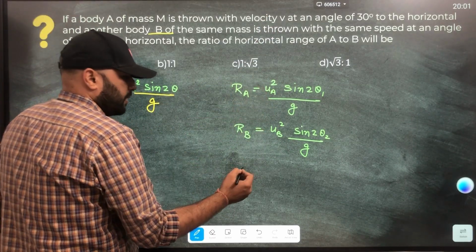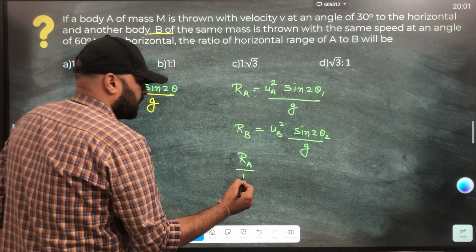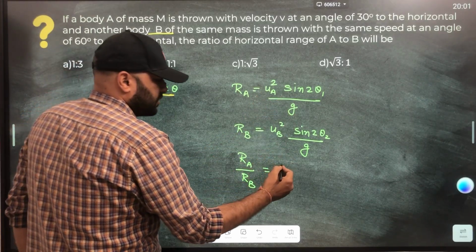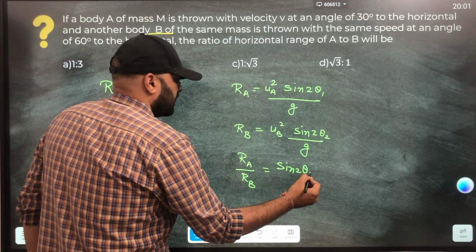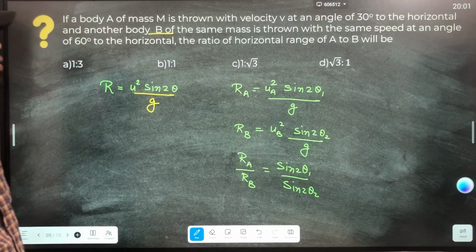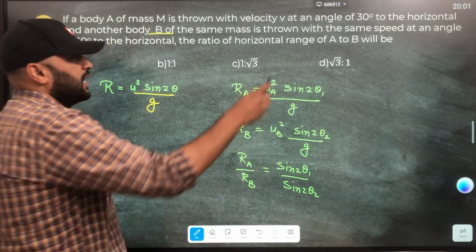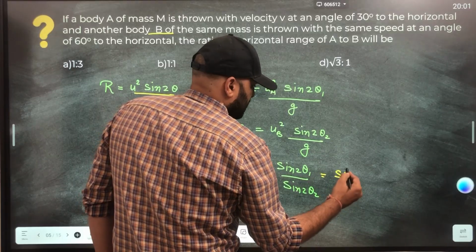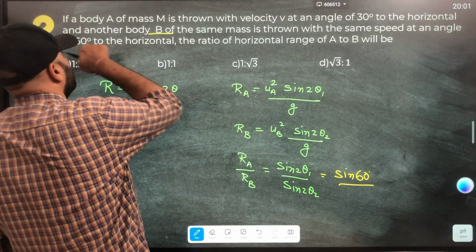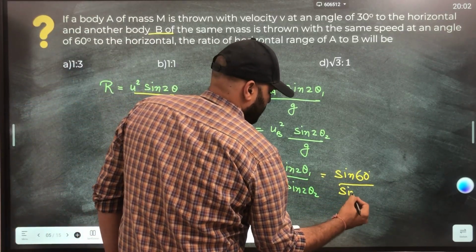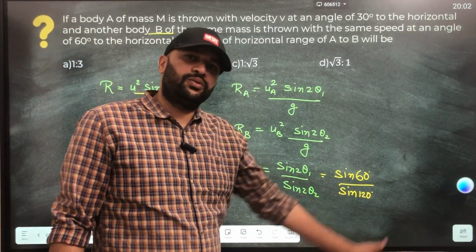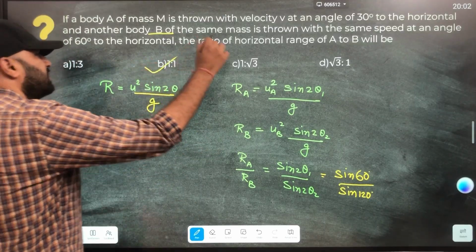So, when you divide both of them, you will get RA upon RB, v square gets cancelled, g cancels. You are left with sine 2 theta 1 upon sine 2 theta 2. Be very careful, there is no role of mass, okay? So, we will directly put the angle 30 degrees here. It will be sine 2 times 30, that is 60 degrees, whole divided by sine 2 times 60 degrees, that is sine 120. Now sine 60 is nothing but root 3 by 2 and sine 120 is also root 3 by 2. Both of them get cancelled and the correct answer is 1:1.